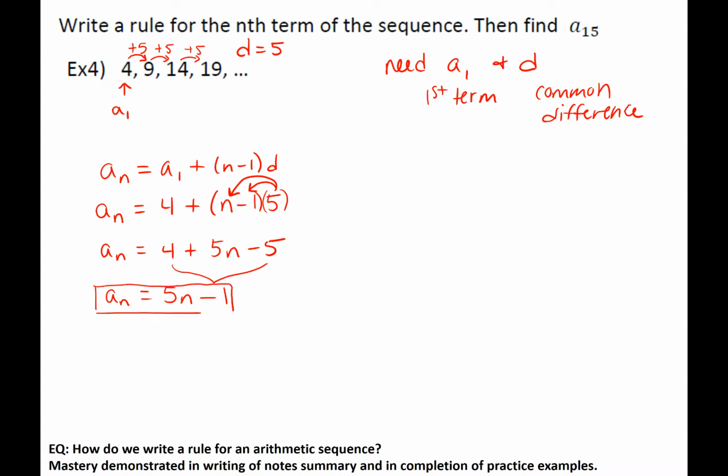Write the rule. Then it says find a sub 15. Well, if I want a sub 15, which means the 15th term, hopefully we learned from yesterday, I'm going to plug in the number 15. So I'm going to take that formula, and now we're going to plug in 15. So a sub 15 equals 5 times 15 minus 1. So I get 75 minus 1, which is 74.